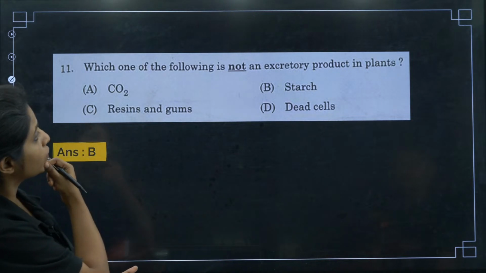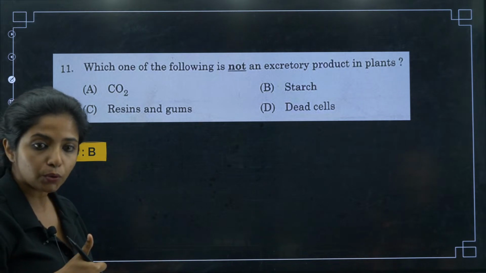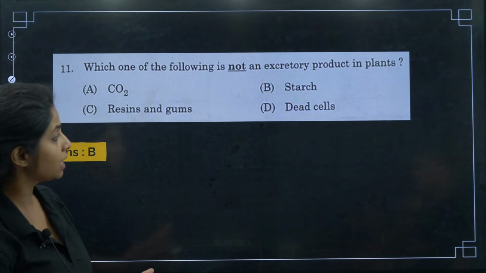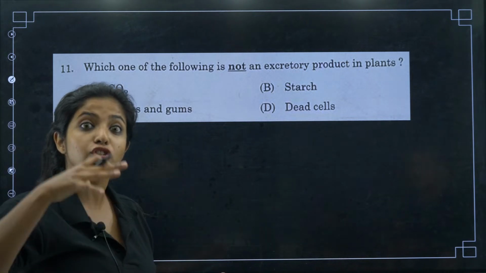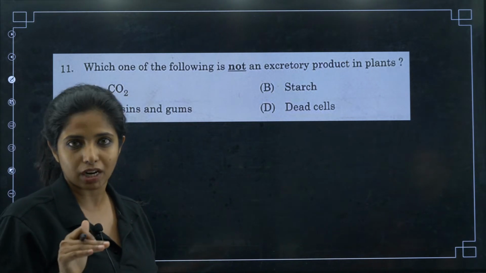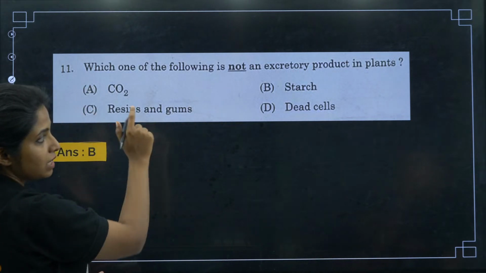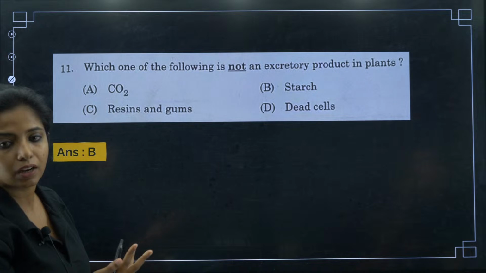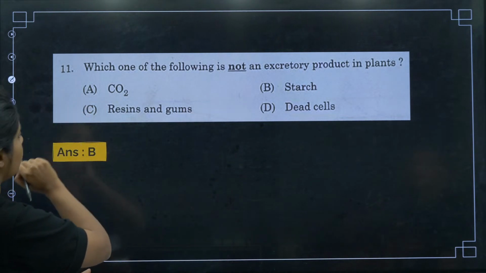Now, which one of the following is not an excretory product in plants? CO2 is given out by plants, so obviously it is an excretory product. What about starch? No, plants do not give off starch. Plants store food in the form of starch, so it is not an excretory product. So B becomes your answer. Resins and gums are excretory products. Dead cells, obviously, are also excretory products. Starch will be the one that is not. So B is your answer.